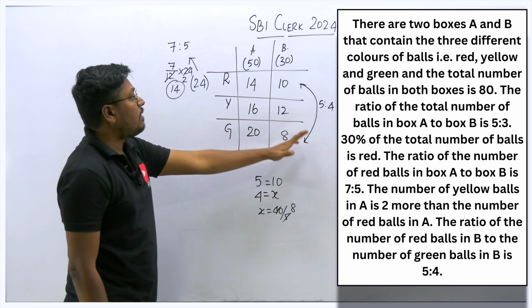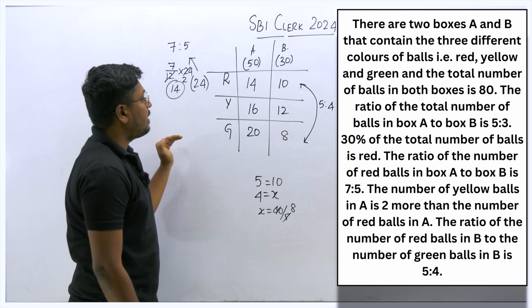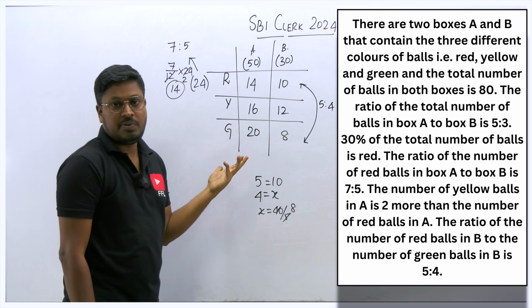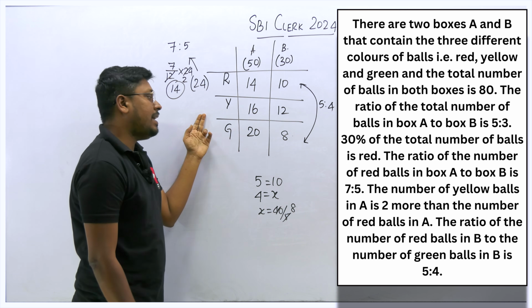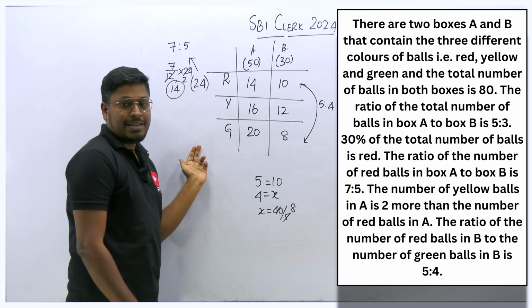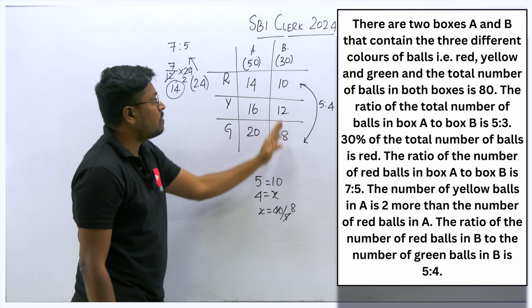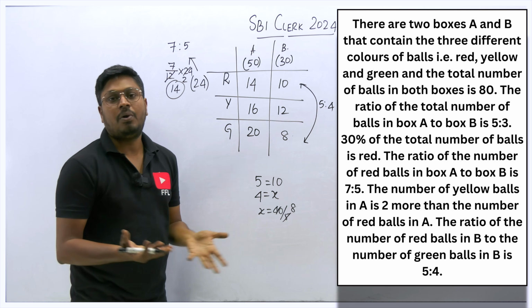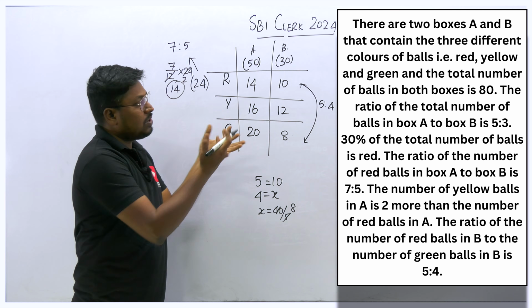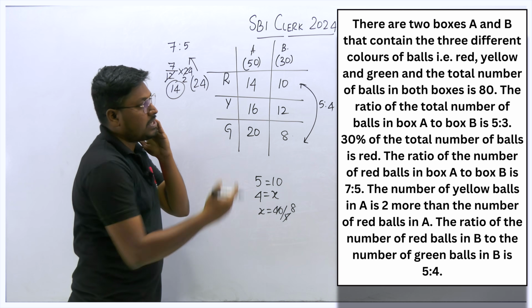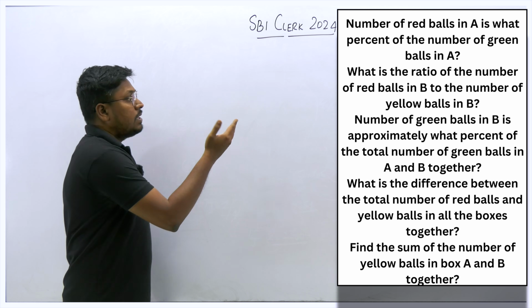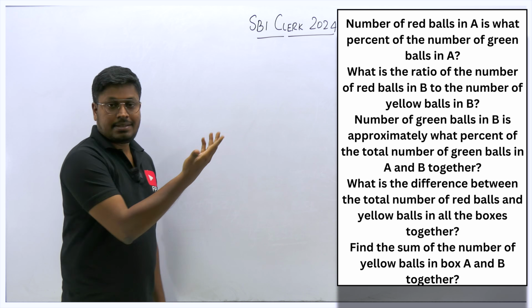That's it. So finally, we have found all the values in the table chart, as well as the totals. So yellow will be 28 and green will be the remaining 28, and the total number of balls in box A will be 50, box B will be 30. So we have found all the values, right? Solving the 5 questions, I think they have given 5 questions here, will now be easy. So here are the 5 questions they have asked under that passage.